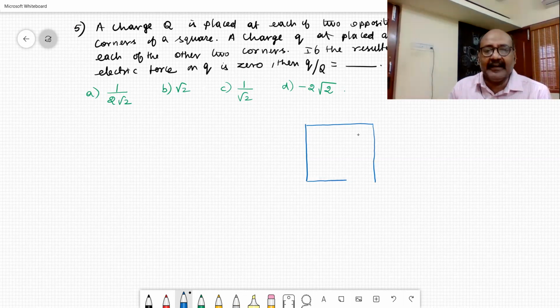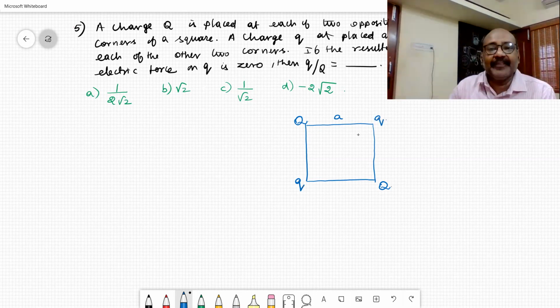Let us take the side of the square as A. So I am taking the side as A. Opposite corners are having the charges capital Q. So one of the sides I am taking capital Q, and the other side is also taken to be Q. The other two corners are having the charge as small q.